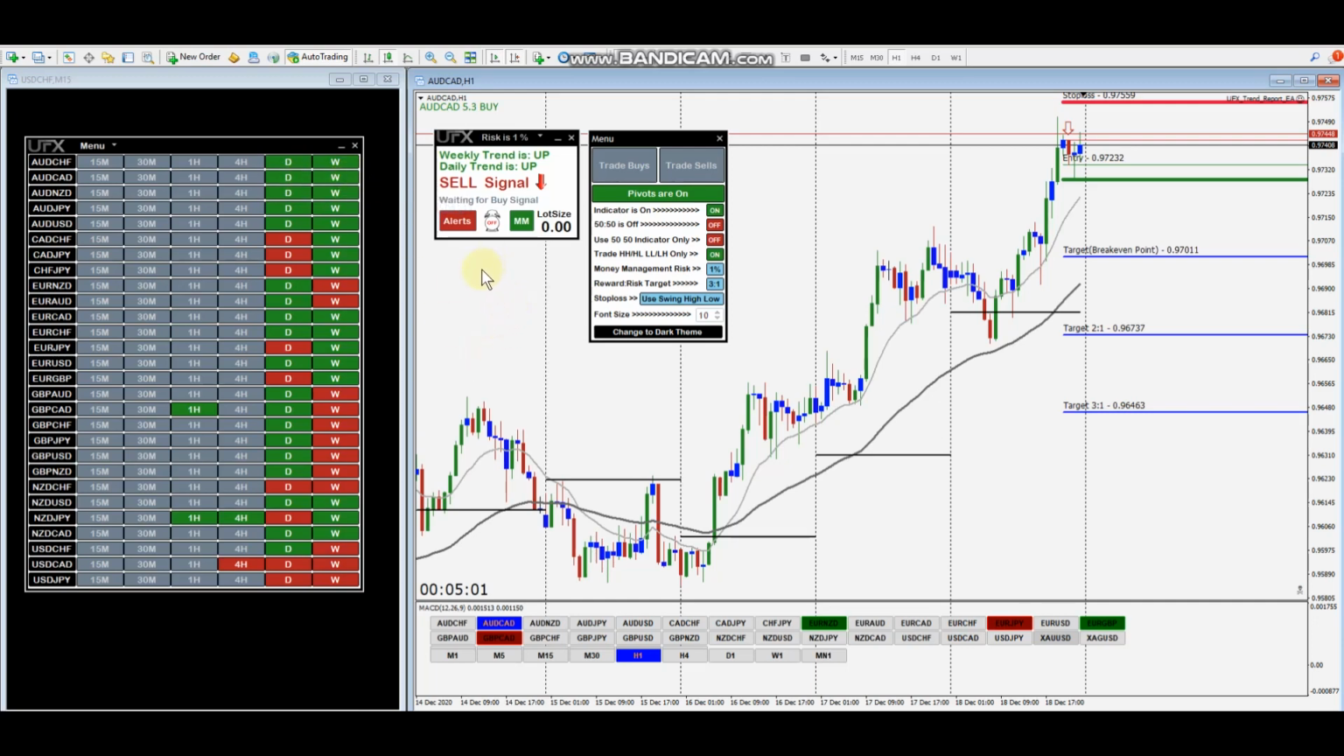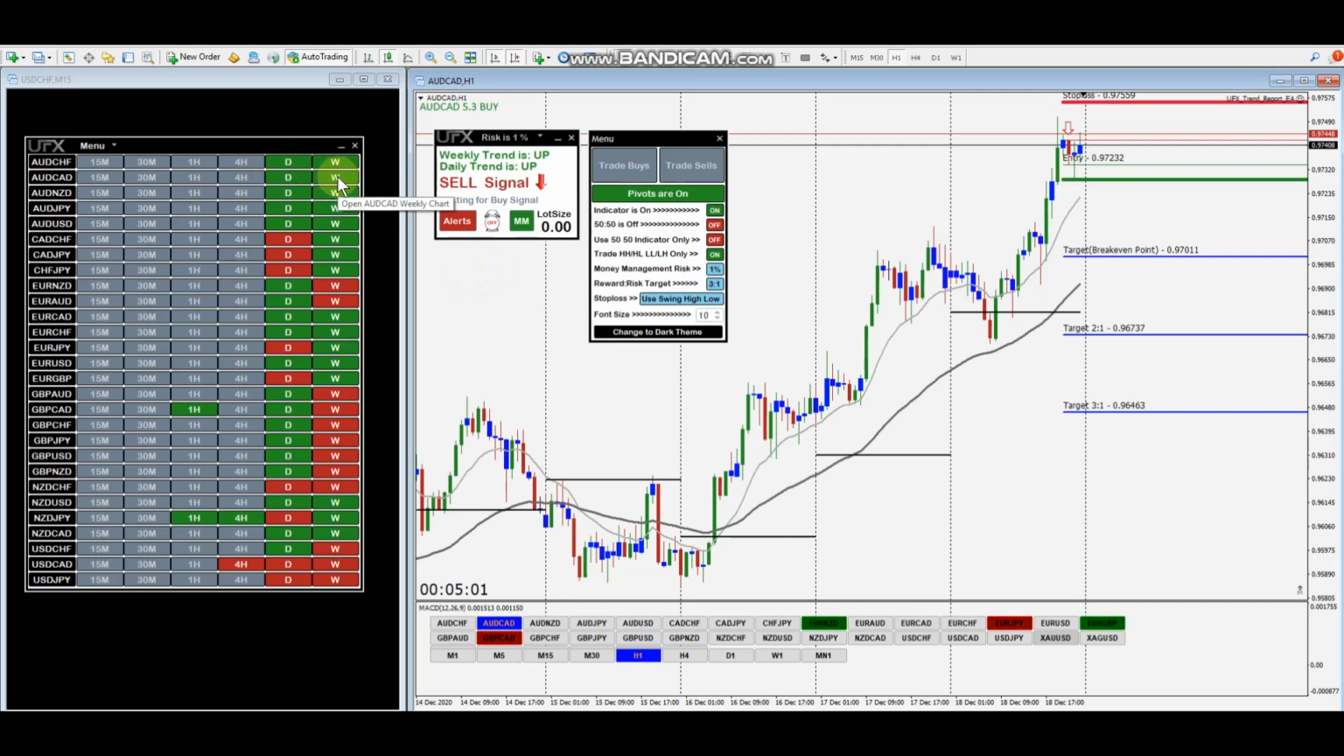And what we're looking for when we get this confluence like this is looking for a good entry on lower time frames when these signals come in, okay? So let's get into how this trend is determined.